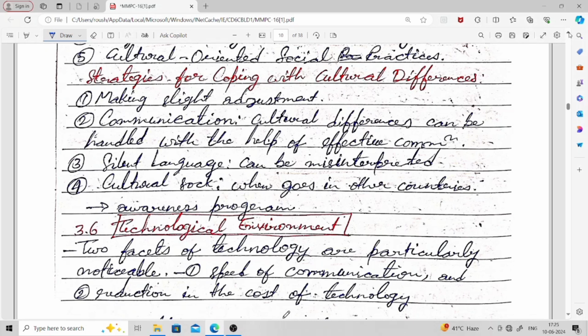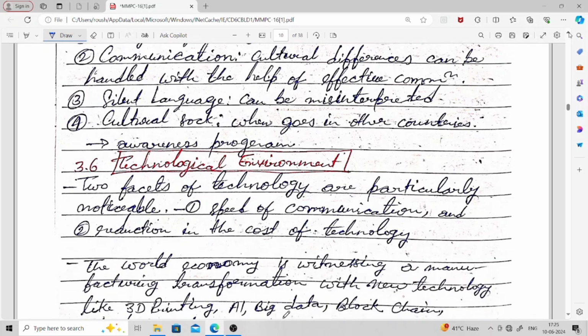So that's why, given cultural shock, when one goes to another country, there is an awareness program. For understanding this cultural shock, or you can say to make yourself clear about the cultural differences, awareness programs would be provided to the managers.